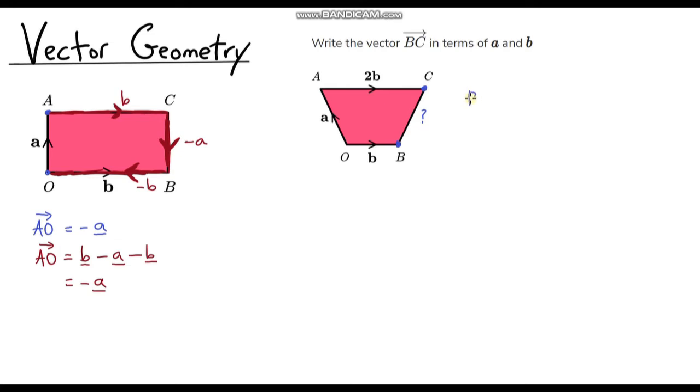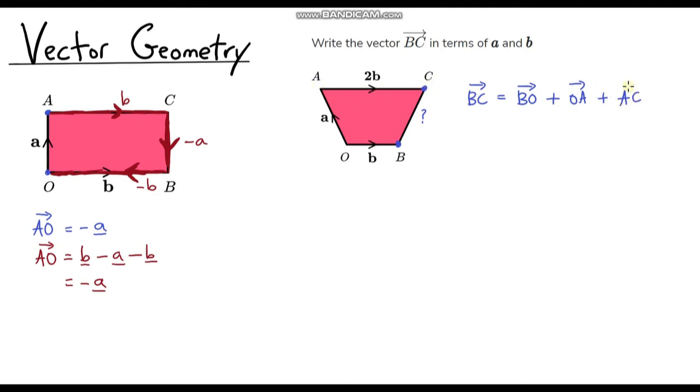So let's write this down. We want to write down what vector BC is. So the first leg of our journey, we're going to go from B to O. So that is vector BO. And I can see why that is amusing. And then our second leg, we're going to add on this leg of our journey. So from O to A. So that's vector OA. And then finally, we're going to add on this leg, which is from A to C.